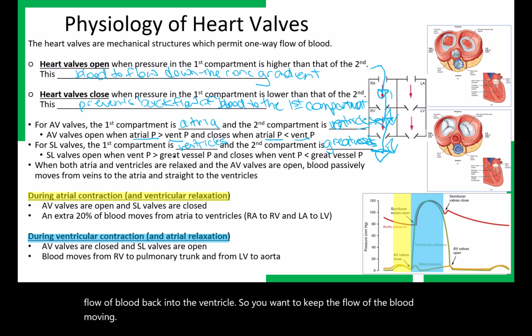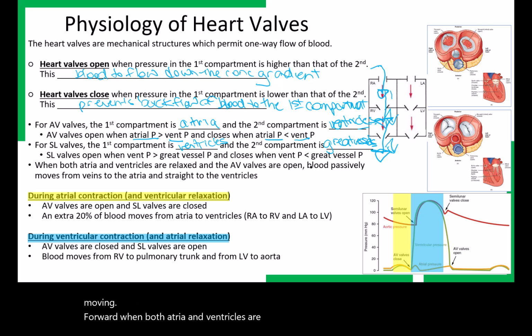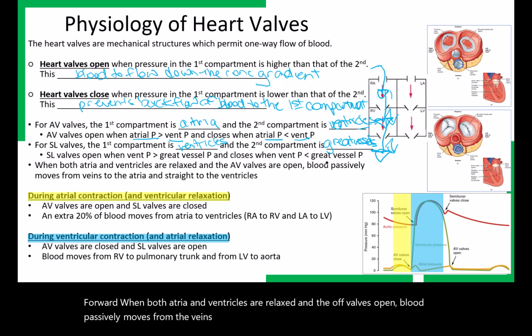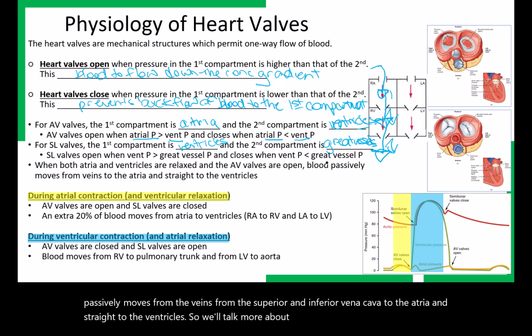When both atria and ventricles are relaxed and the AV valves open, blood passively moves from the veins, from the superior and inferior vena cava, to the atria and straight to the ventricles. So we'll talk more about that as we go along, right?